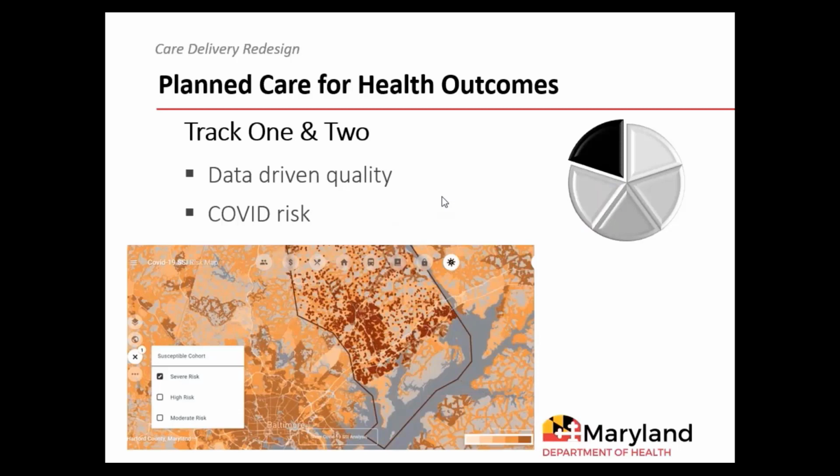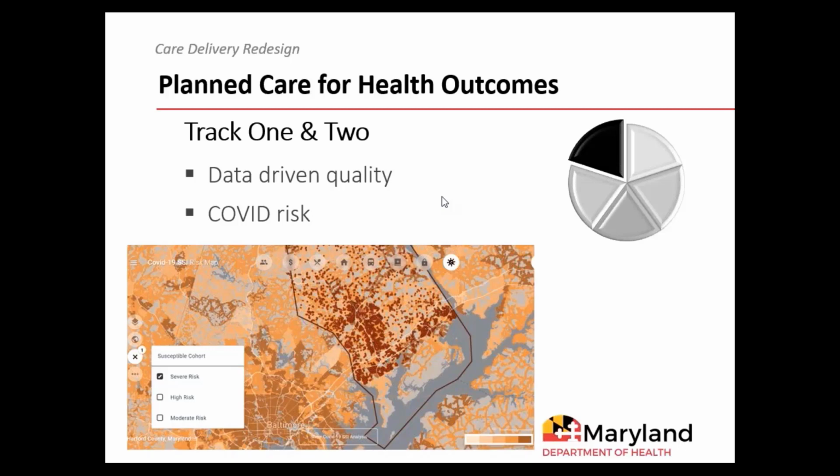And then there's planned care for health outcomes. That is data-driven quality follow-up and quality improvement. And we are just really wealthy with data in this program. This picture here is a picture of data that we've been able to develop that shows in a particular area where all the high-risk COVID patients are.